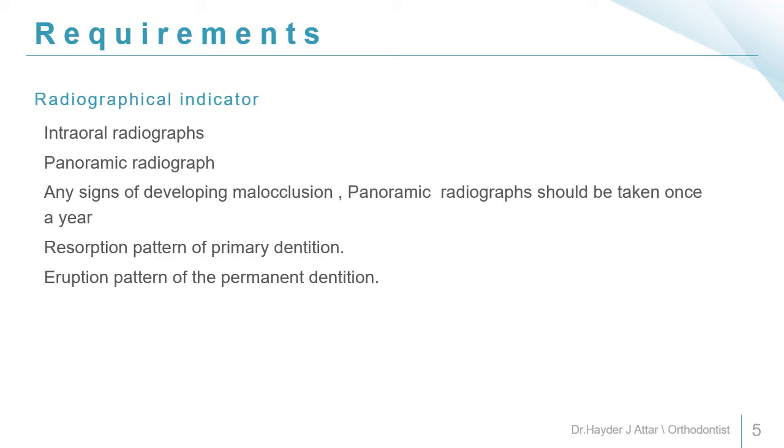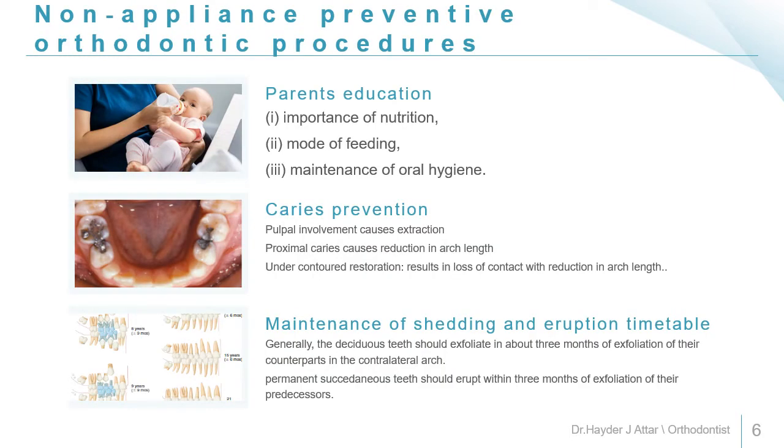For preventive orthodontic treatment, we take periodical intraoral radiographs and panoramic radiographs, and the panoramic radiographs should be taken at least once a year to detect any eruption problem or any problem in the sequence of eruption of the permanent and the primary teeth. The preventive orthodontic procedures include non-appliance preventive orthodontic procedures and appliance preventive orthodontic procedures.